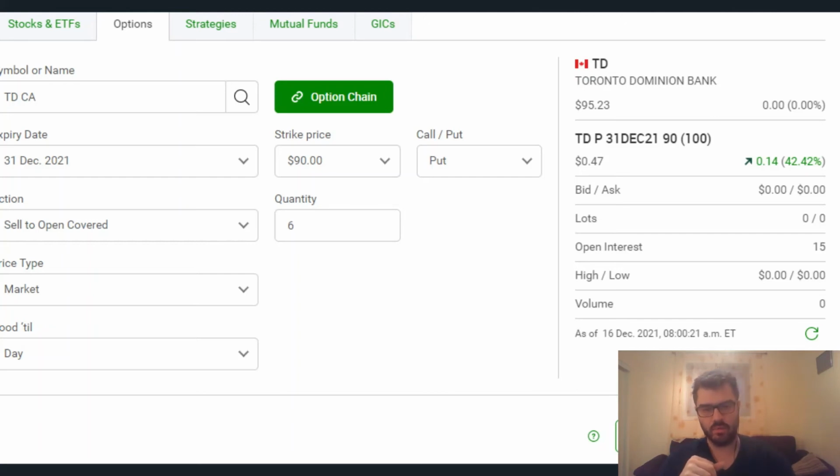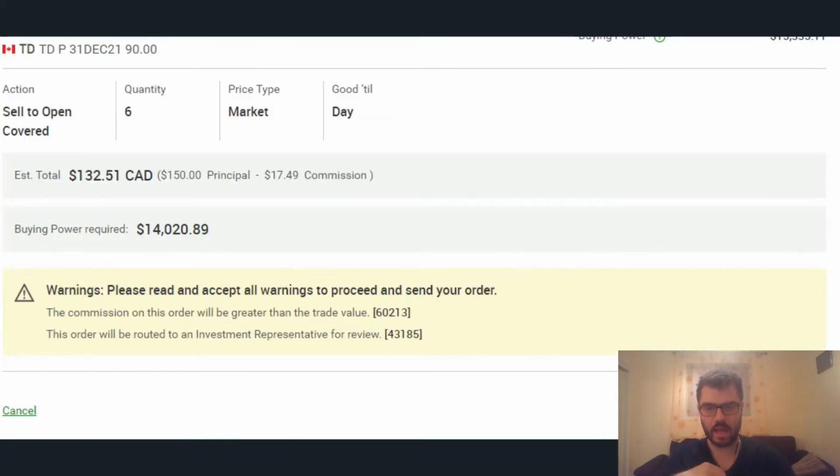Okay, so then we put in our order, and then we can actually see how much money we're going to get. Okay, so this is for 2 weeks. The estimated total is $132.51, and it tells you how much buying power is required to do this deal.